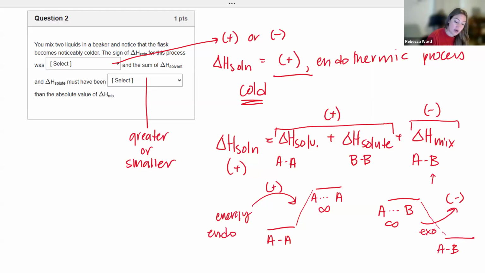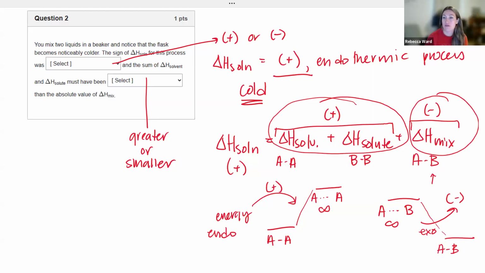This is endo. All right, we already have a bunch of information, and by bunch, I just mean we know that it's cold, and so it has to be endothermic. That means that this sum must have been greater than the absolute value of that delta H mix. So this had to have been a larger number than the positive value of that delta H mix. In other words, it cost us more to break A and B apart than we earned. Now I'm sort of thinking about this as like a money transaction, than we earned by bringing A and B together.